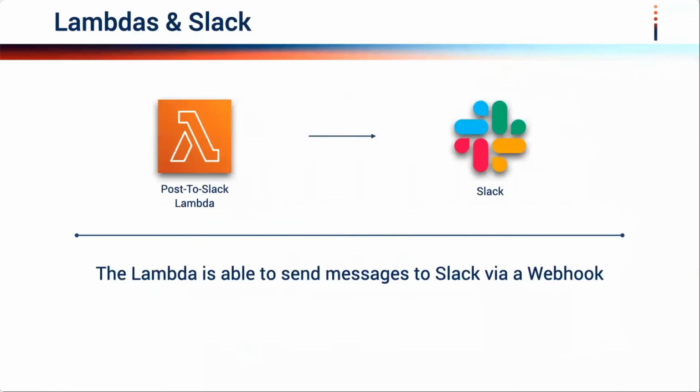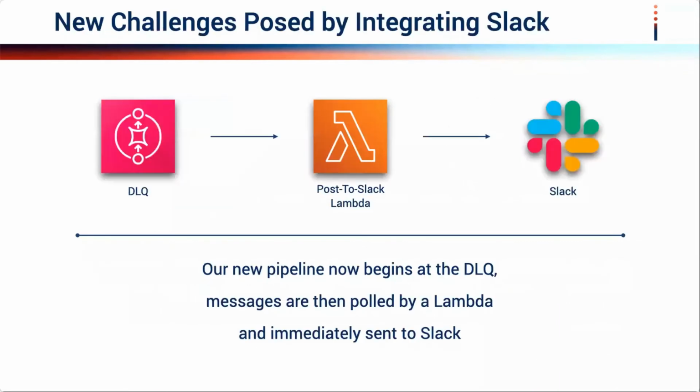Slack's ethos of being user-friendly and highly available seemed to go hand in hand with Kuri. Using Slack's webhook service, we were able to immediately send a post request to a user-provided webhook path, which would provide instantaneous notifications of DLQ messages right to the user's phone or laptop. This meant our new pipeline now begins at the DLQ. Messages are then polled by a Lambda and immediately sent to Slack.